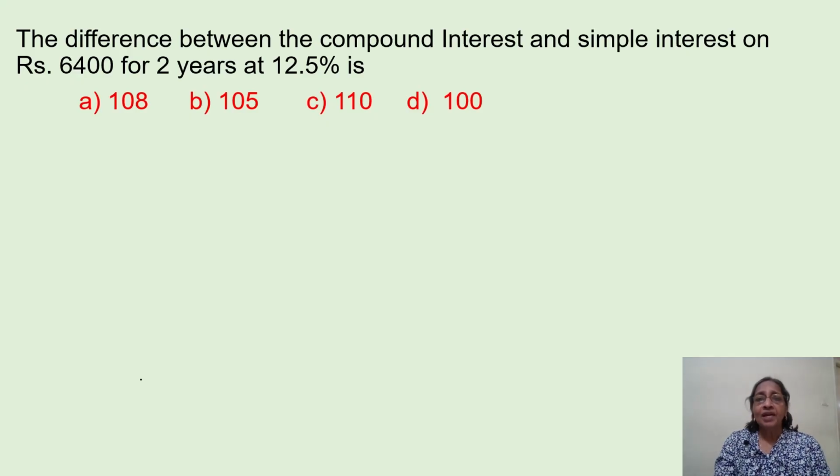The difference between the compound interest and simple interest on rupees 6,400 for 2 years at 12.5% is, so you need to find the compound interest, simple interest, and then the difference. But that method is going to be very long. So we are going to use a shortcut method here. In my previous videos, I had shown you the tree method. So let's do this by the tree method.